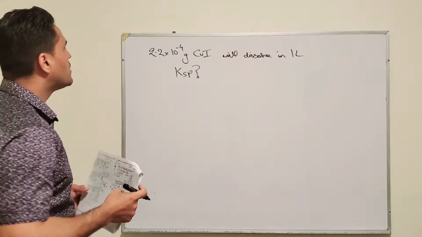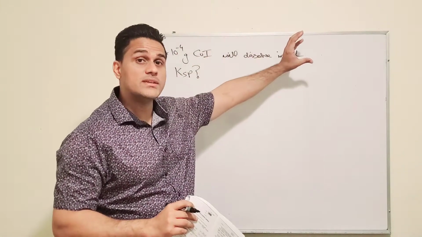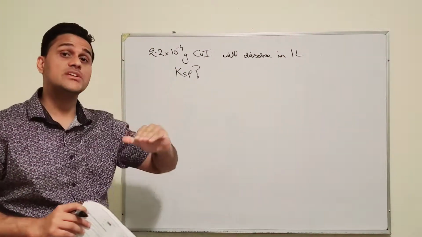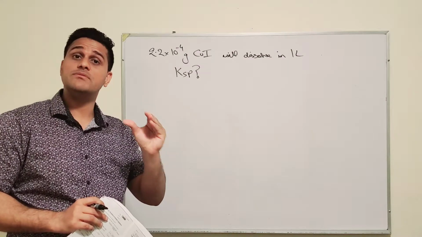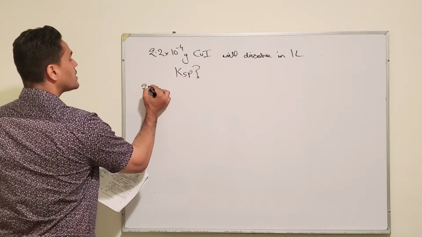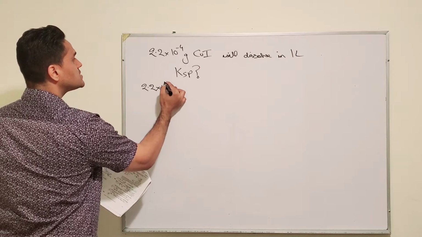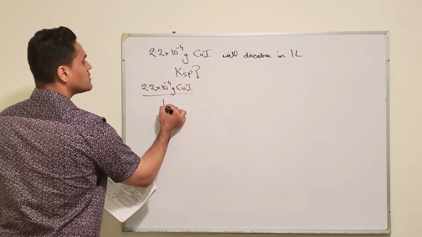Again, guys, very simple thing. Right now, we know the grams that are going to dissolve in 1 liter. We need to change it to moles per liter, because moles per liter is just going to give us molarity, which is concentration. So as the first step, we have 2.2 times 10 raised to the power minus 4 grams of CuI, and this dissolves in 1 liter.